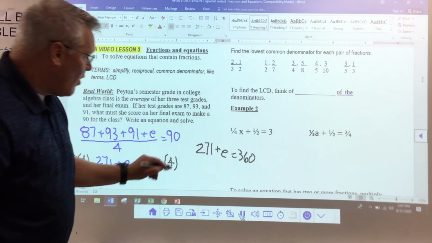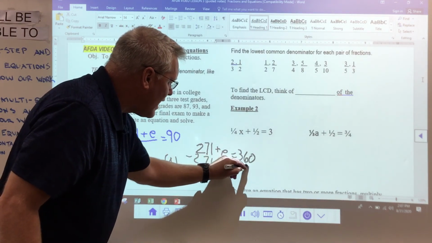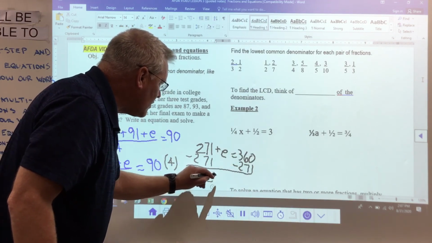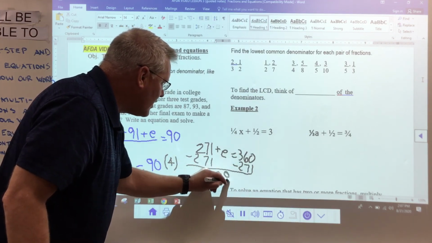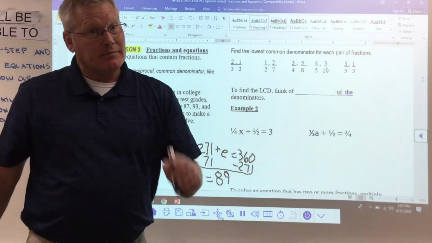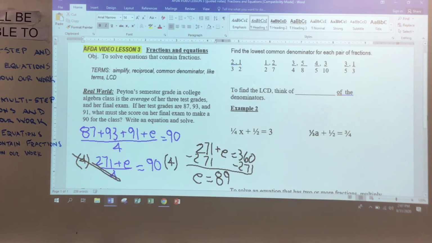So to solve it now, all you have to do is subtract 271 from both sides. So you wind up with E is equal to 89. So there's your answer. That's what Peyton must score on that exam to get an A for that class, or 90. So let's scroll down and see how this works a little better.